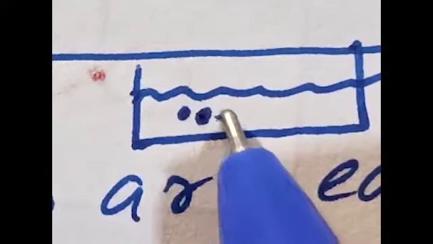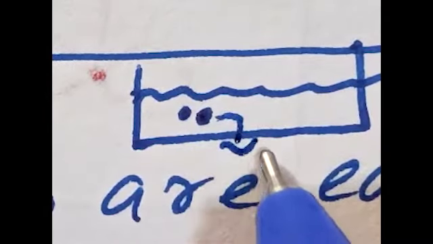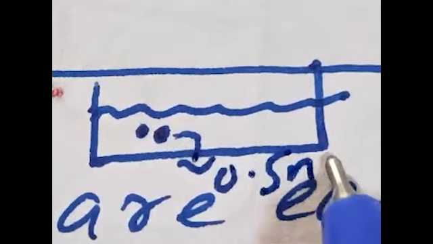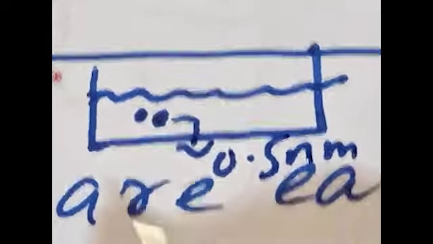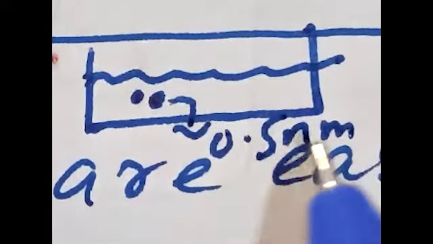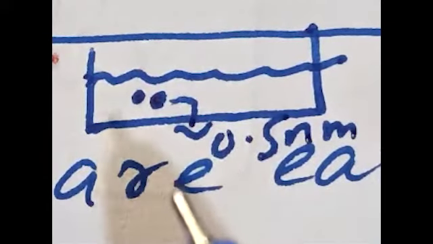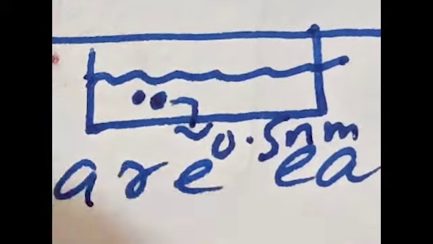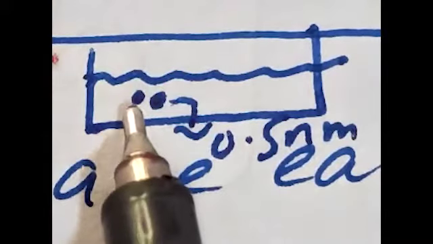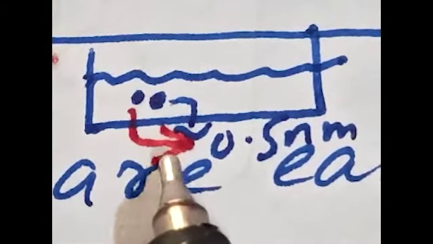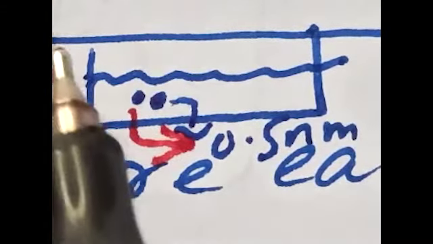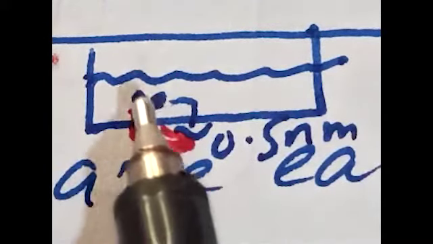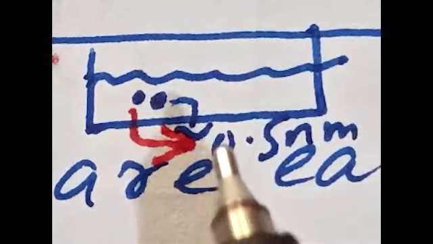Suppose this particle has how much? This particle has 0.5 nanometer. So it has 0.5 nanometer. A2 also has a size of 0.5 nanometer. I have taken this vessel, and in that vessel I have taken a liquid, and in that liquid I have taken two particles. Each particle size is 0.5 nanometers.